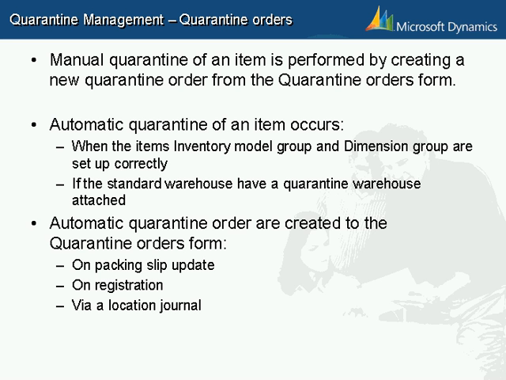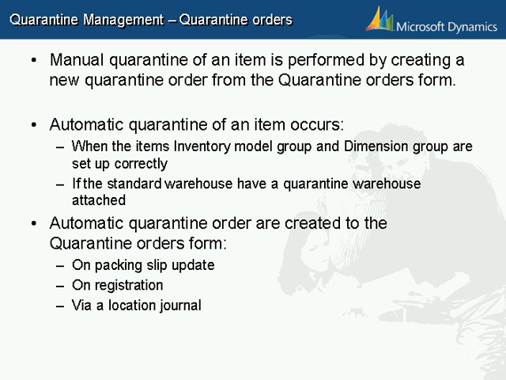If an item is set up for automatic quarantine, the quarantine order is created, as I mentioned earlier, on packing slip update. The item is placed in a quarantine warehouse. Then the purchase packing slip update. For this option, there is no registration requirement, so you don't need to have the inventory module with registration requirement.